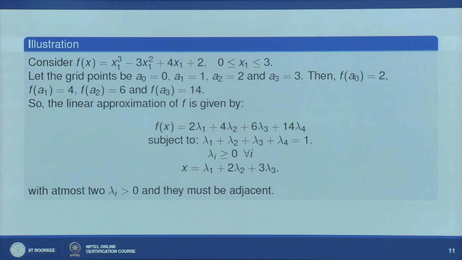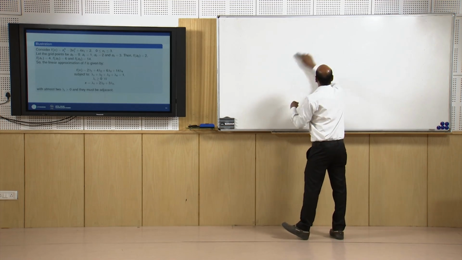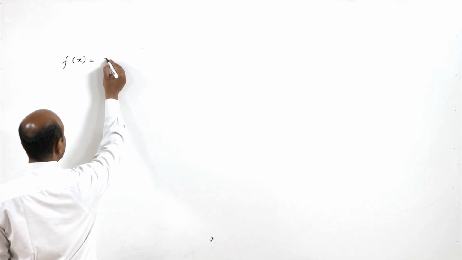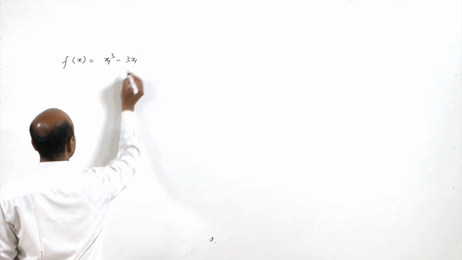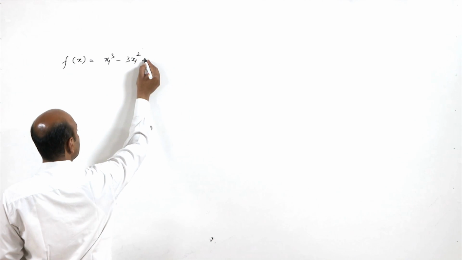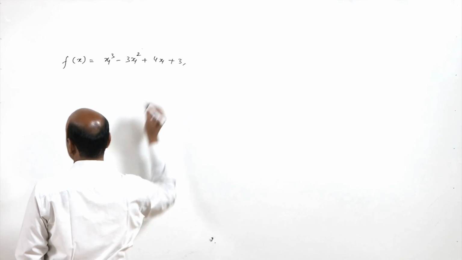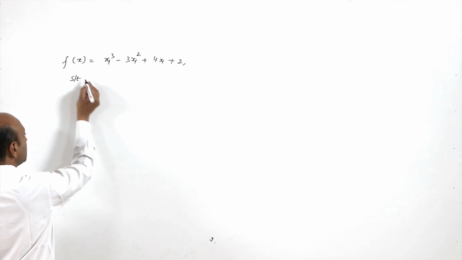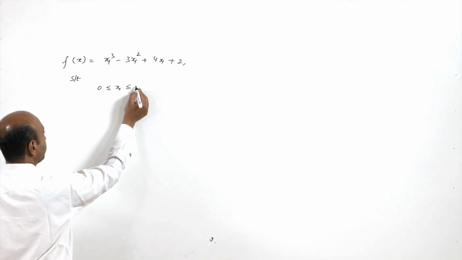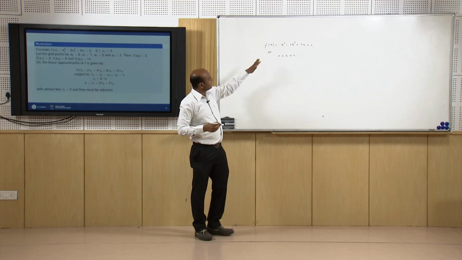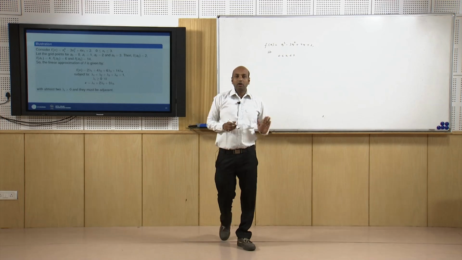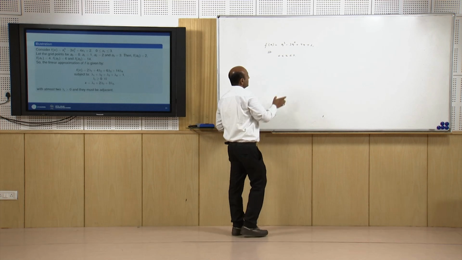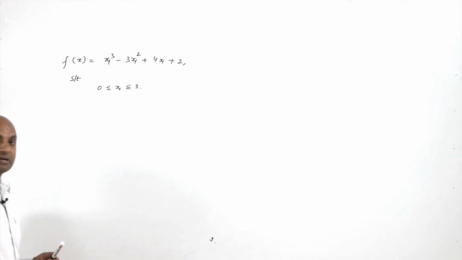Suppose we have this function. Now, this function is also of only one variable. So, f(x) is equal to x1 cube minus 3x1 square plus 4x1 plus 3, plus 2, and subject to the condition 0 less than or equal to x1 less than or equal to 3. Now, suppose this function is a function of only one variable x1 and we want to find a linear approximation of this function. How to find it? So, this is the bound of x1, x1 must be greater than or equal to 0 and less than or equal to 3.